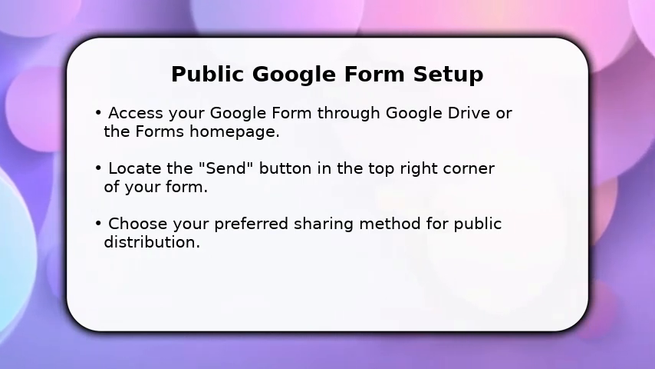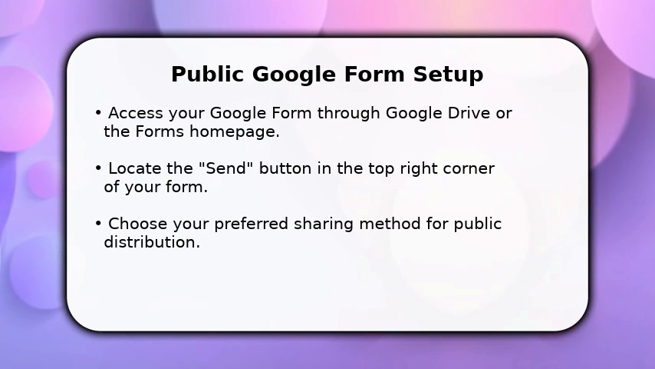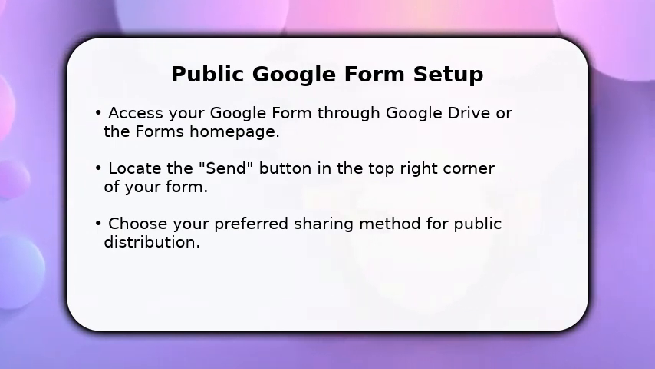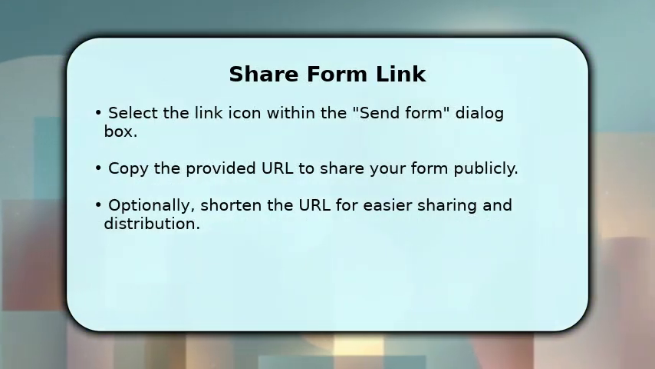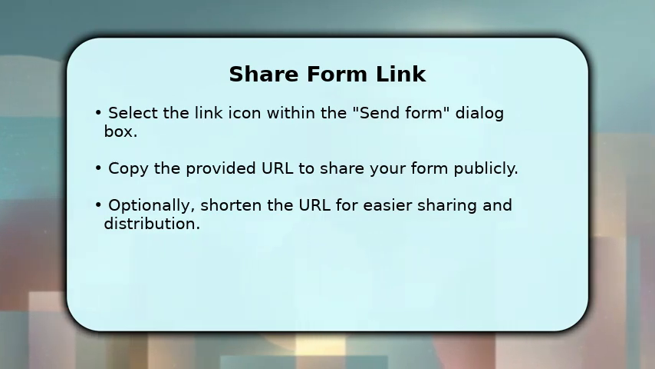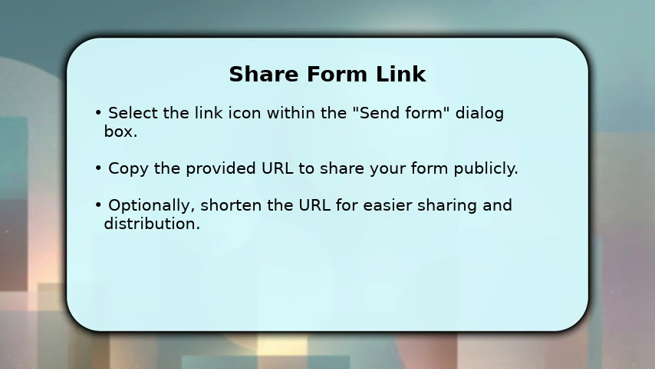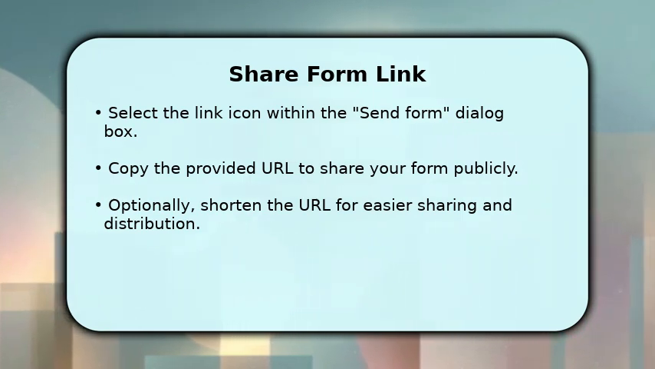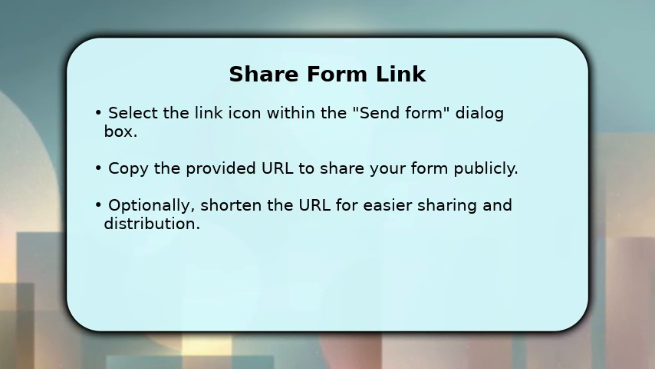Once your form is open, look for the Send button, usually located in the top right corner. Clicking this button will open a new window with various sharing options. After clicking Send, you'll see several ways to share. To get a public link, click the link icon, which looks like a chain. A unique URL for your form will appear.